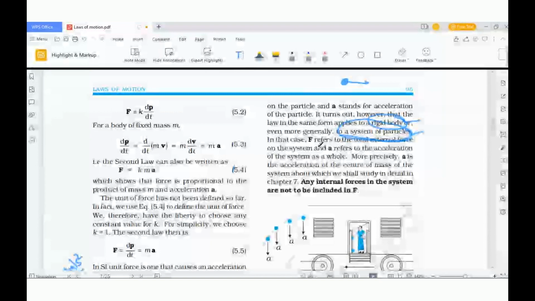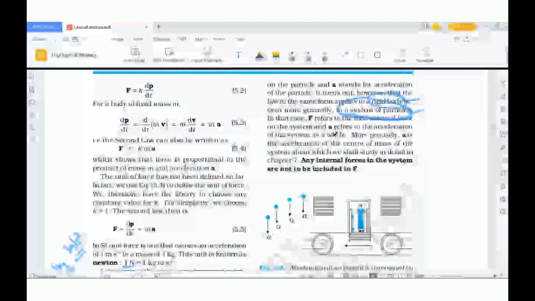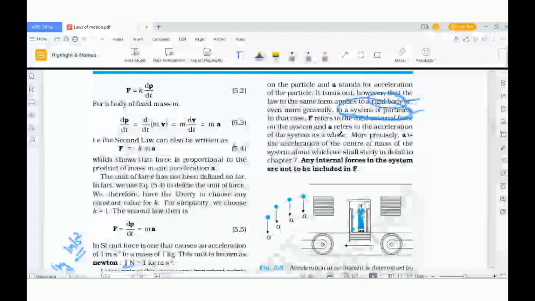And F refers to the total external force on the system, and A refers to the acceleration of the system as a whole. More precisely, A is the acceleration of the center of mass of the system, about which we shall study in detail in chapter 7. So right now you ignore this, not necessary. We'll understand later what a center of mass is.